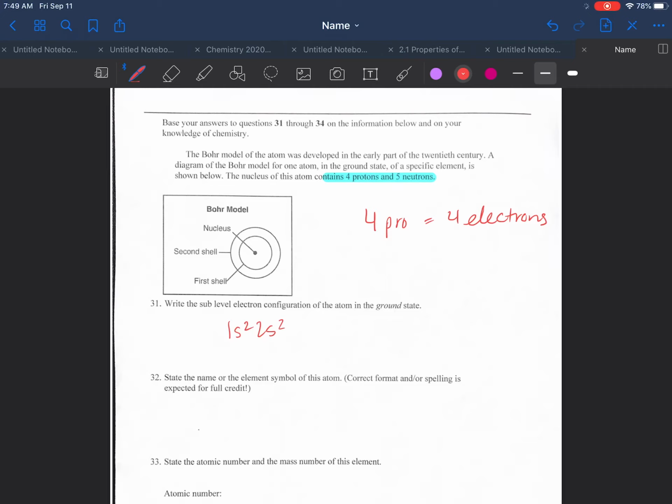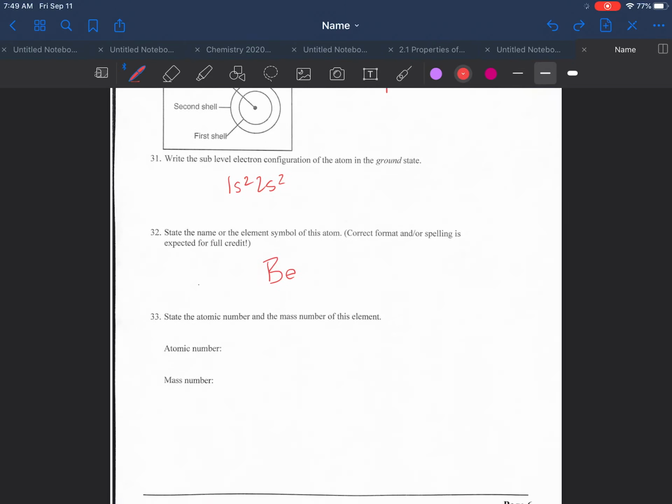Then it says state the name of the element symbol. So if we look at the periodic table, this would be beryllium, but I would just expect you guys to write Be. And so correct format and spelling, that means B has to be capital and E has to be not capital. That's important for symbols.